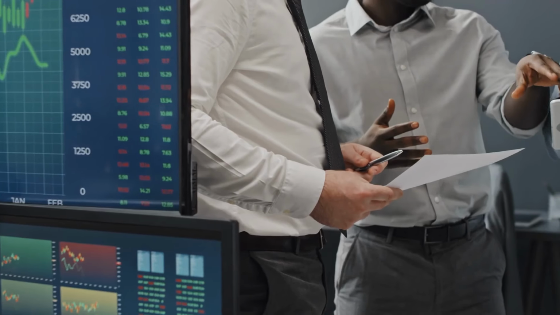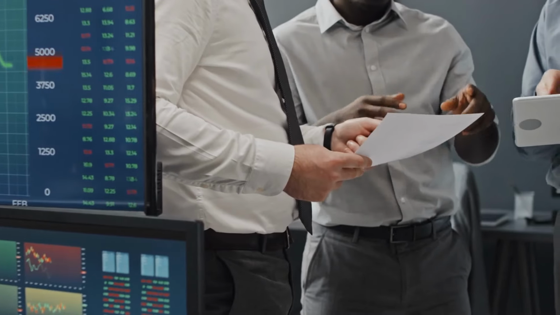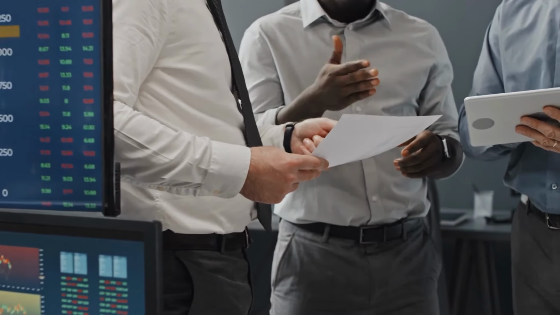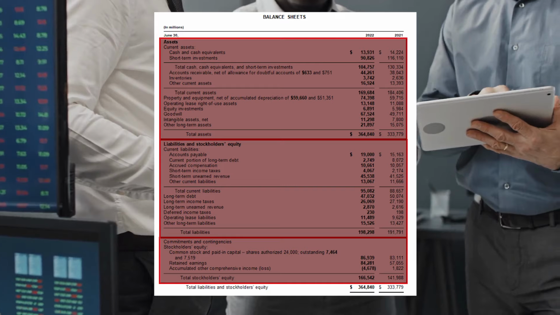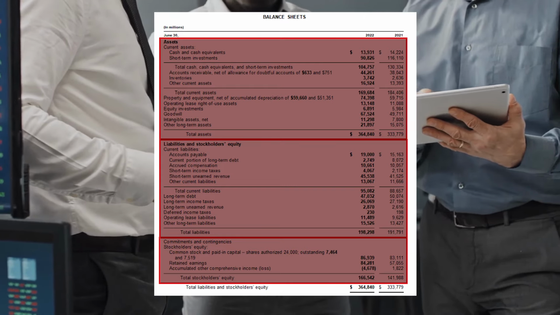So, how can you ensure you're not unknowingly stepping into a financial quicksand? By mastering the art of reading balance sheets. At its core, a balance sheet comprises three essential components: assets, liabilities, and shareholders' equity.